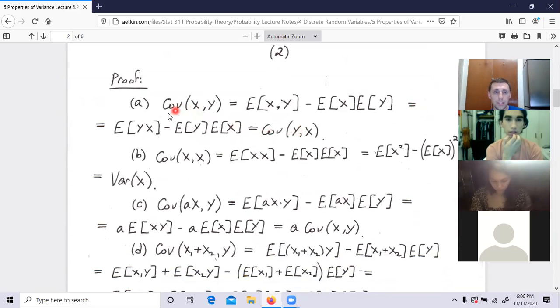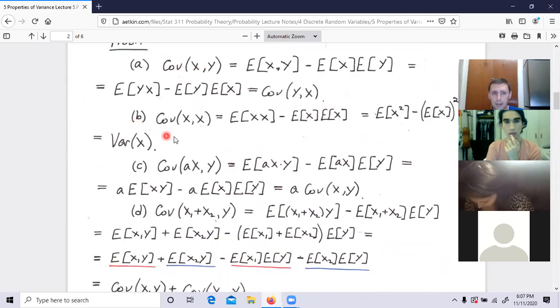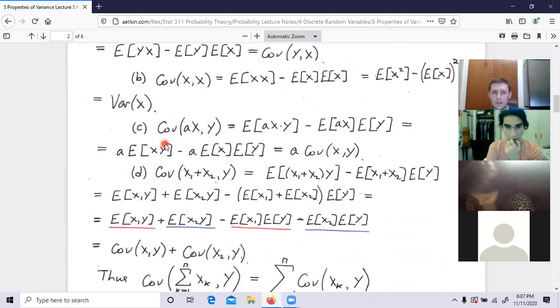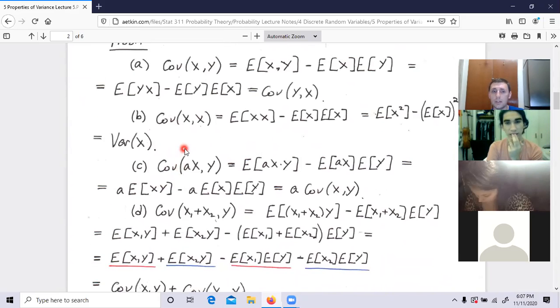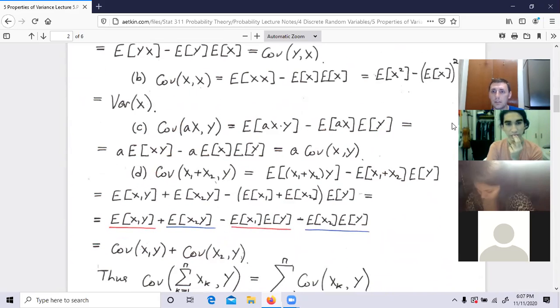So here I even bother proving A, right? Covariance of xy is the expected value of xy minus expected value of x times expected value of y, which obviously is the same as expected value of yx minus expected value of y times expected value of x, which is covariance of yx. A bunch of them are obvious. Anything here not obvious, maybe D? Yes, guys?